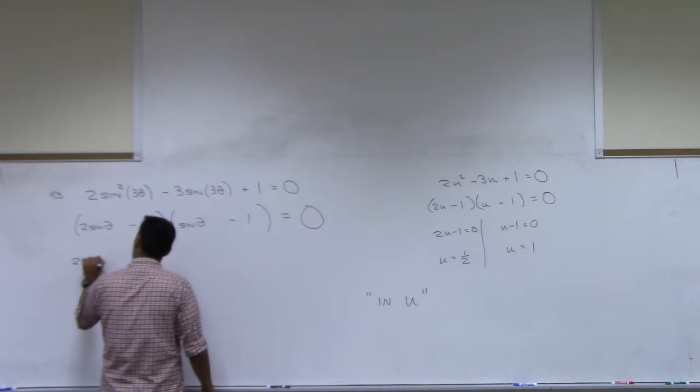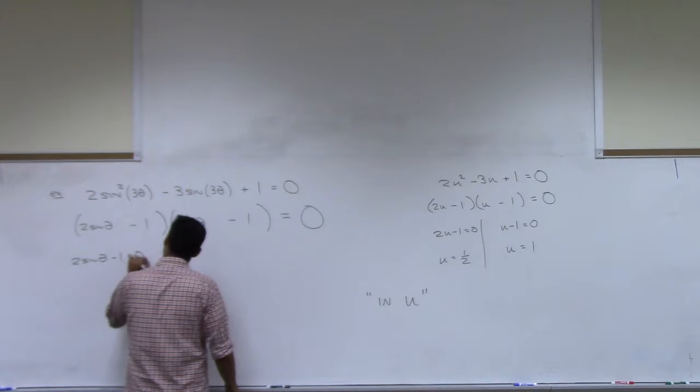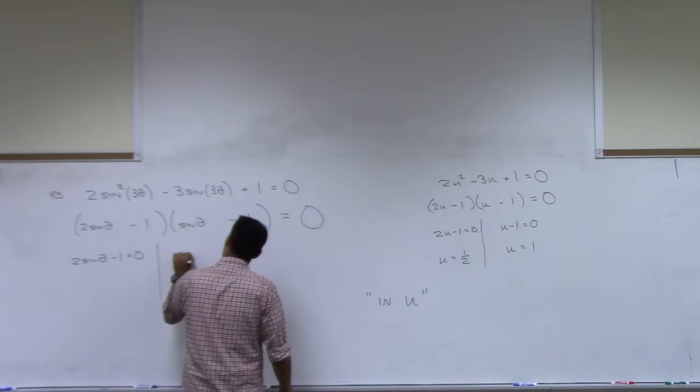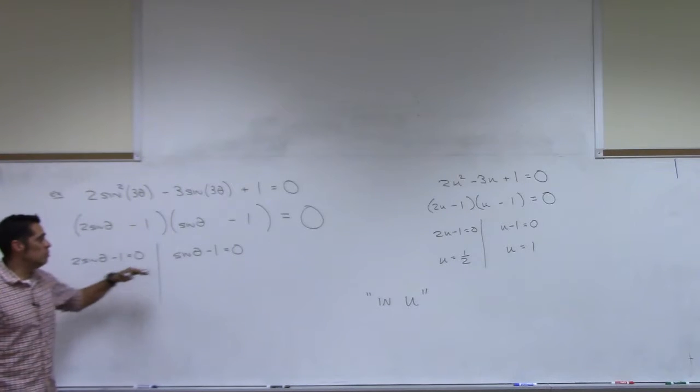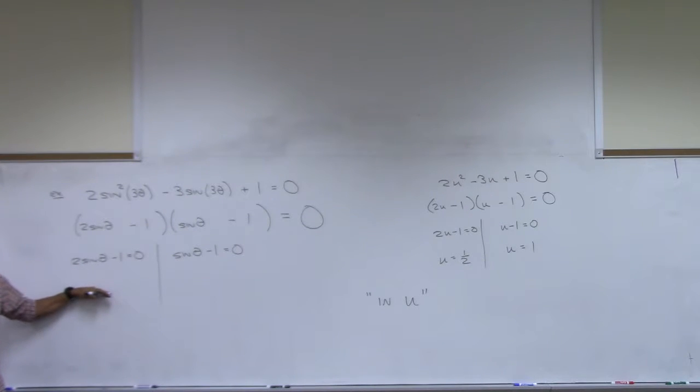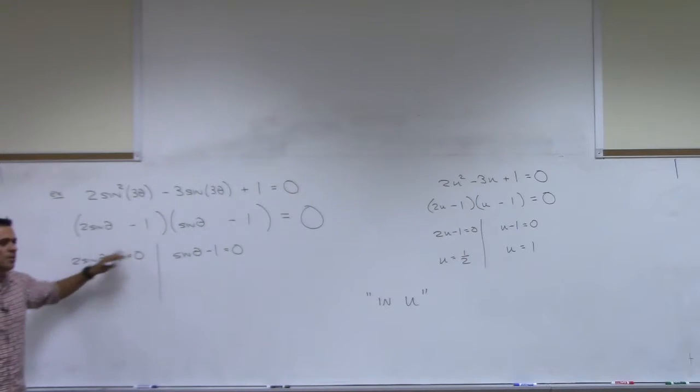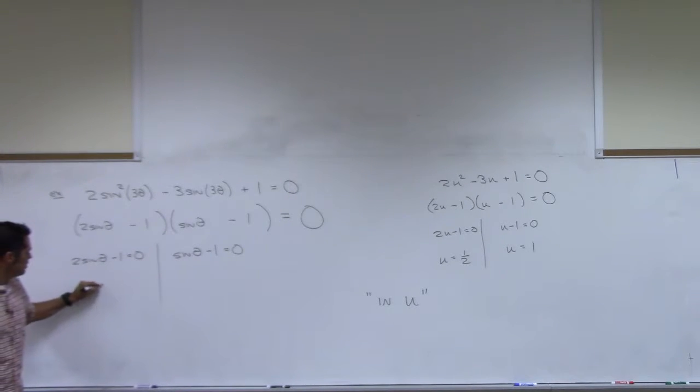2 sine theta minus 1 equals 0. The other one, sine theta minus 1 equals 0. And now you have 2 trig equations. These are 2 separate trig equations. You're going to do them individually and figure out what happens. So this one looks very much like one of the first problems we did. So I'm going to move the 1 over and divide by 2. Sine theta is 1/2.